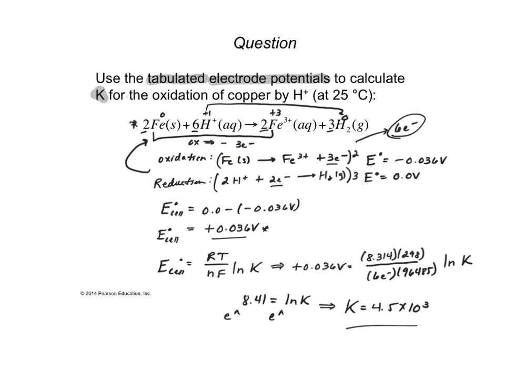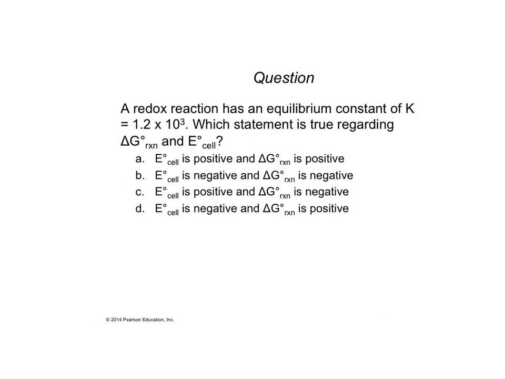Okay, so hopefully that helped. We have time at the end, so go ahead and try this question. This is just a nice kind of multiple choice type question. You'll see things very similar to this, kind of like this overall understanding between K and delta G and E. So in this problem, we have a redox reaction that has an equilibrium constant of 1.2 times 10 to the 3. I want to know which statement is true regarding the sign of delta G and the sign of the cell potential. So go ahead and try that, come back, you can pause the video.